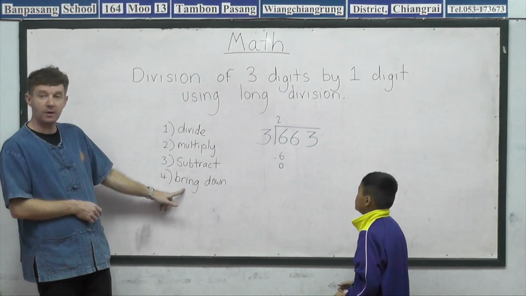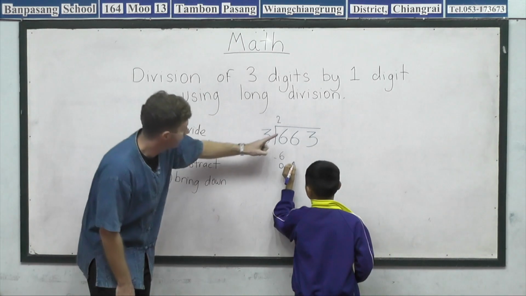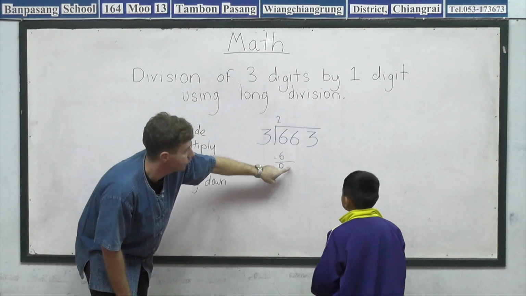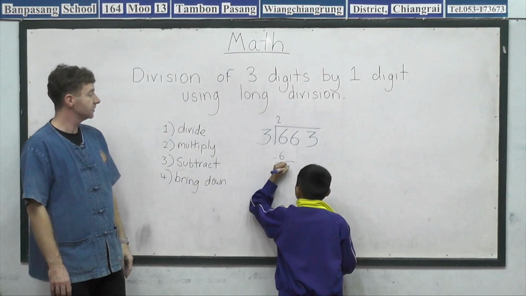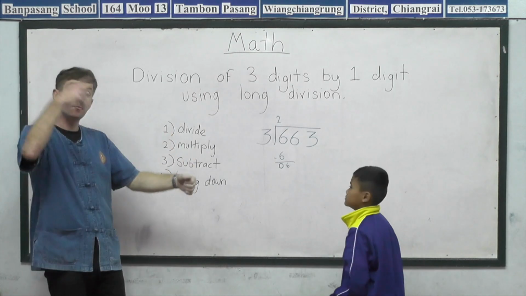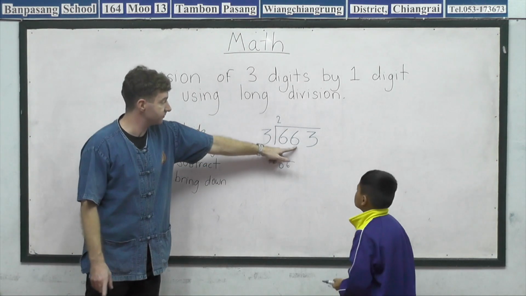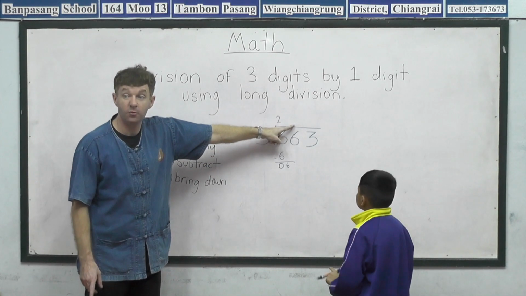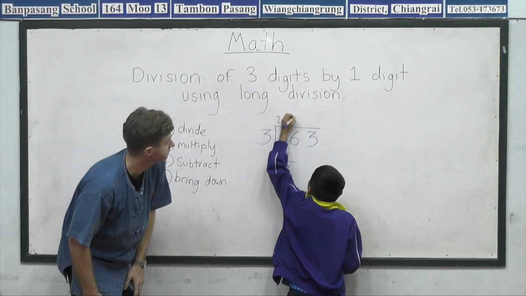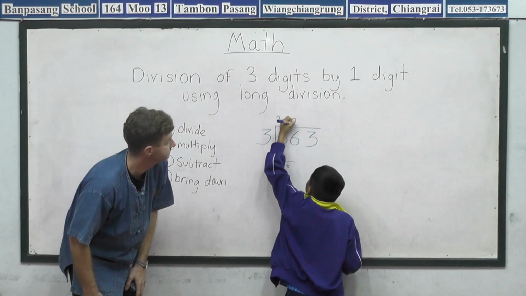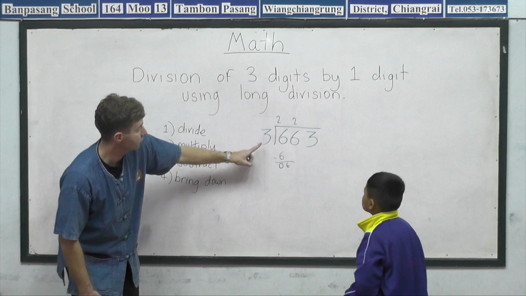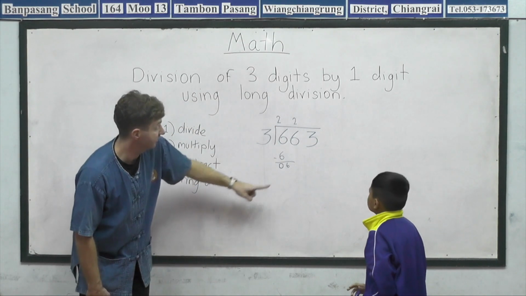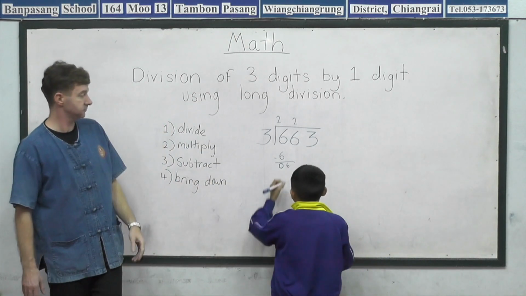So what do we need to do, guys? Bring down. We can bring 6. Bring this 6 down to here. So you can write 6 in there. Excellent, Tew. And we repeat the process. 6 divided by 3 equals, so we need another 2 here. Excellent. 3 times 2 equals 6. So we need to write another 6 here.